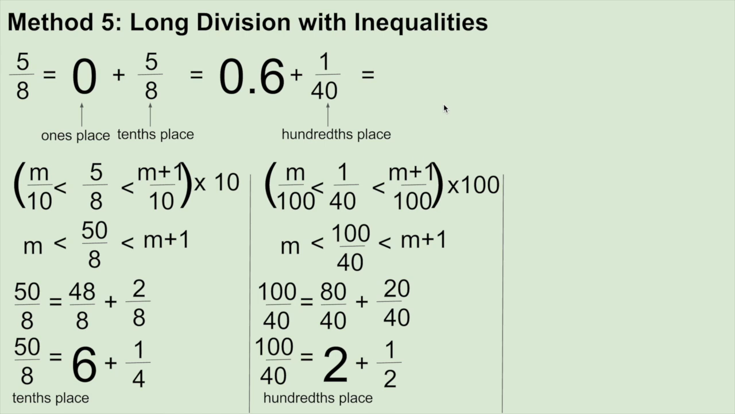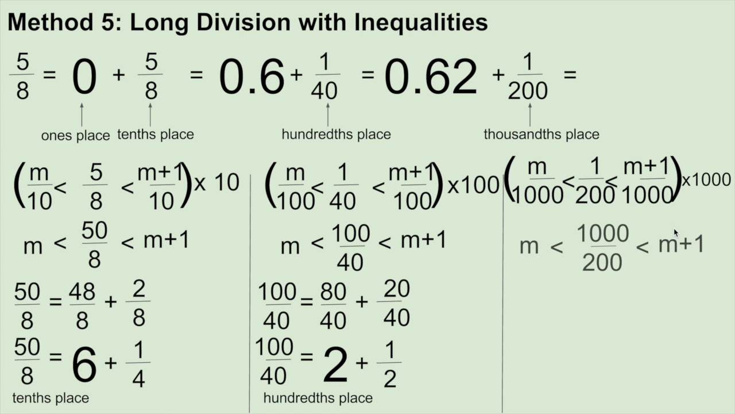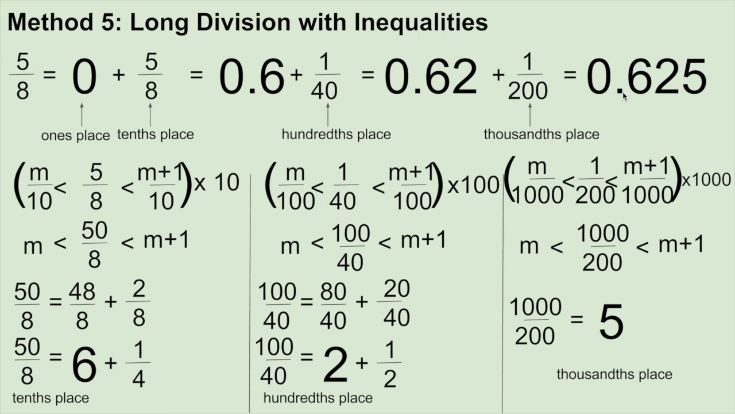So now I know that 5/8 equals 0.62 plus 1/200. Remember, we have a 1/2 here, but since we multiplied by 100, we're going to have to go ahead and divide by 100 here. So this 1/200 shows me the thousandths place. We do the same exact steps. This time we work with thousandths. We multiply by 1,000. 1,000 divided by 200 is just 5. There's nothing to add on there. So that 5 tells me the thousandths place. And I get 625 thousandths for my answer.